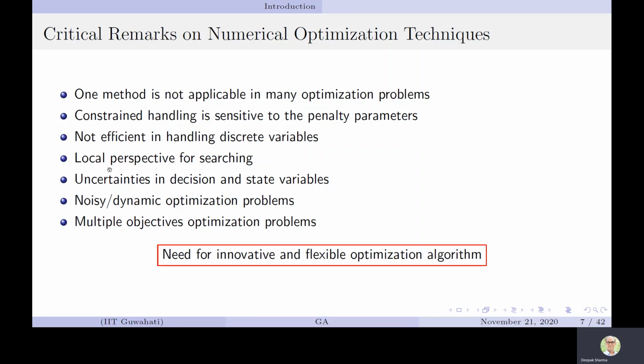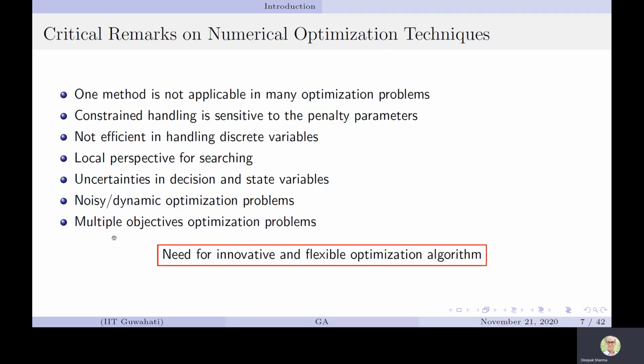There is always a local perspective for searching. For example, if we are going to find the gradient of the function at a point, this means at that particular point we are trying to find out which direction we should move so that the objective function will reduce. So that is local information we are taking and then moving from one point to another point. Uncertainty in the decision variables and state variables is difficult to implement. If the problems are noisy and dynamic also, numerical optimization techniques or methods will find difficulty in finding an optimal solution.